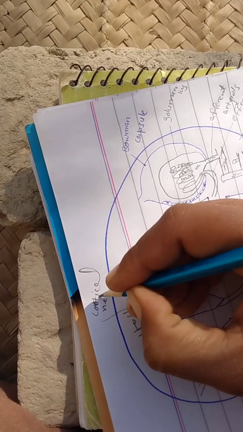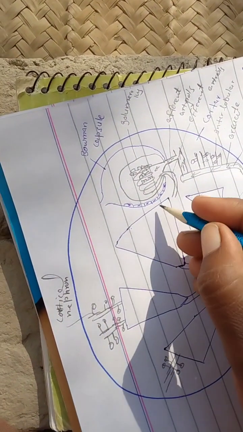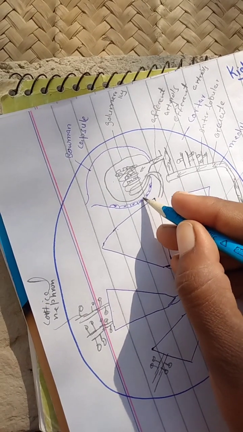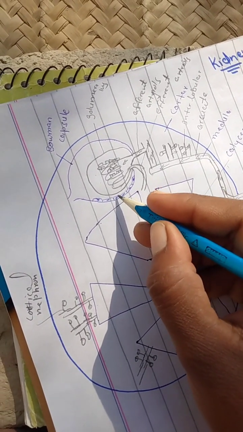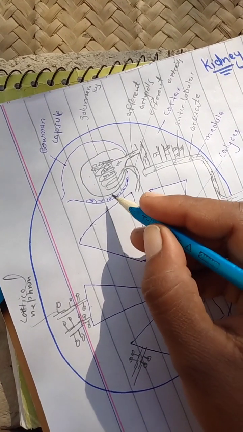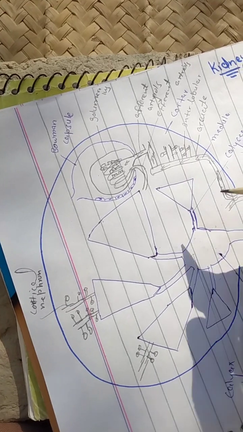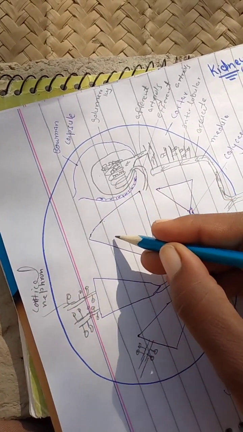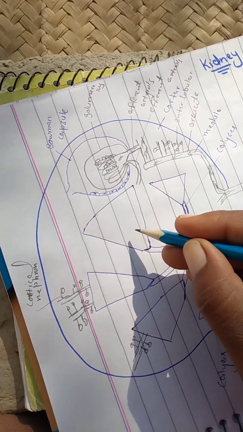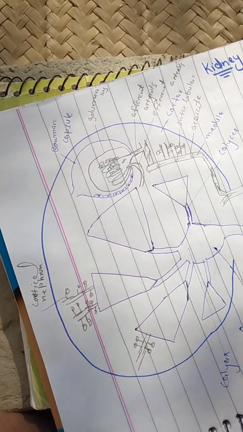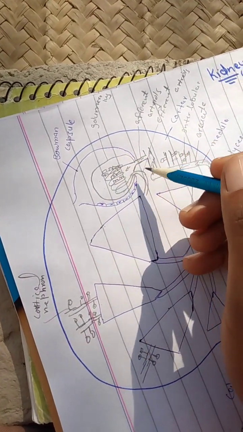Two types of nephron are present in the kidney: cortical nephron, and the nephron which is present near the medullary region is called juxtamedullary nephron, and this nephron's tube enters into the pyramids. So here the ultrafiltration process takes place.